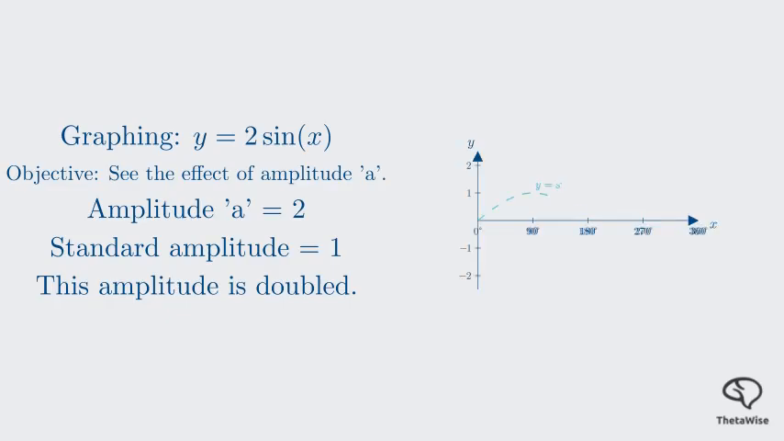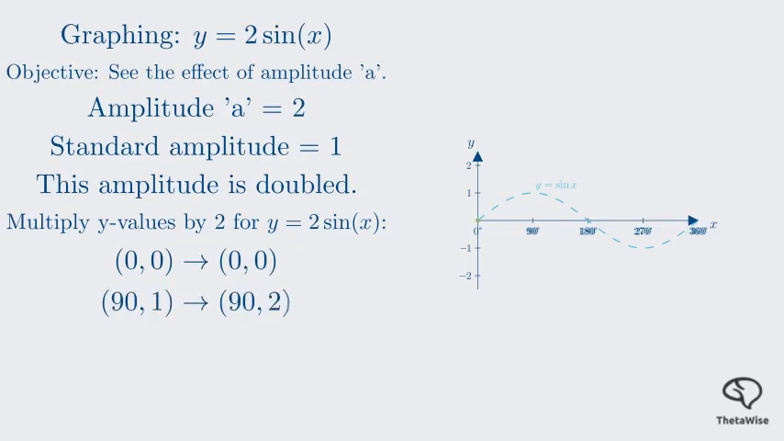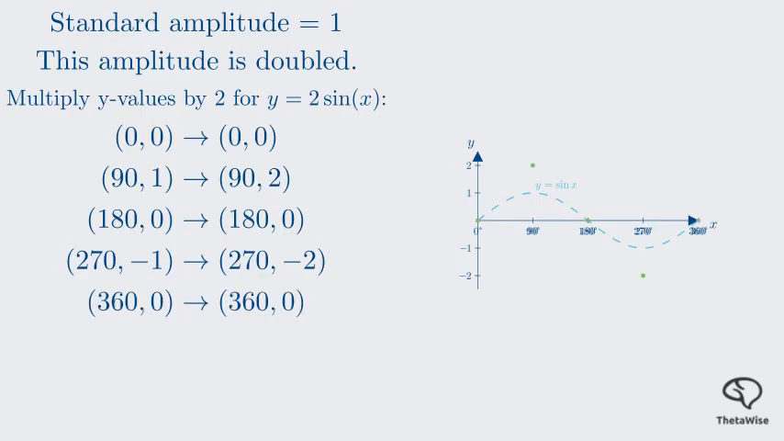First, we draw our axis and the standard sine graph as a dashed line for comparison. Now for our new function y equals 2 sine x. We take the key points of the standard graph and multiply their y values by 2. At 90 degrees, y was 1, now it's 2. At 270 degrees, y was 1, now it's 2. The x-intercepts at 0, 180, and 360 degrees remain the same because anything times 0 is 0.